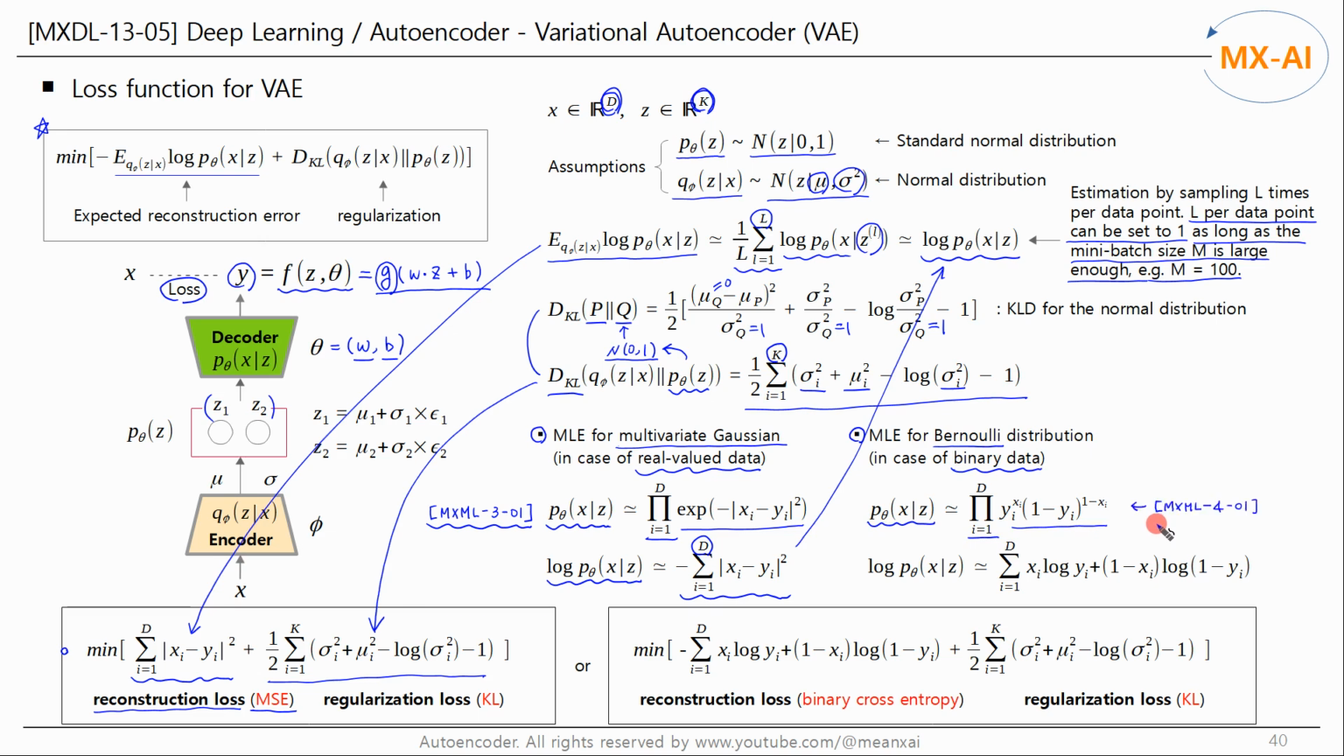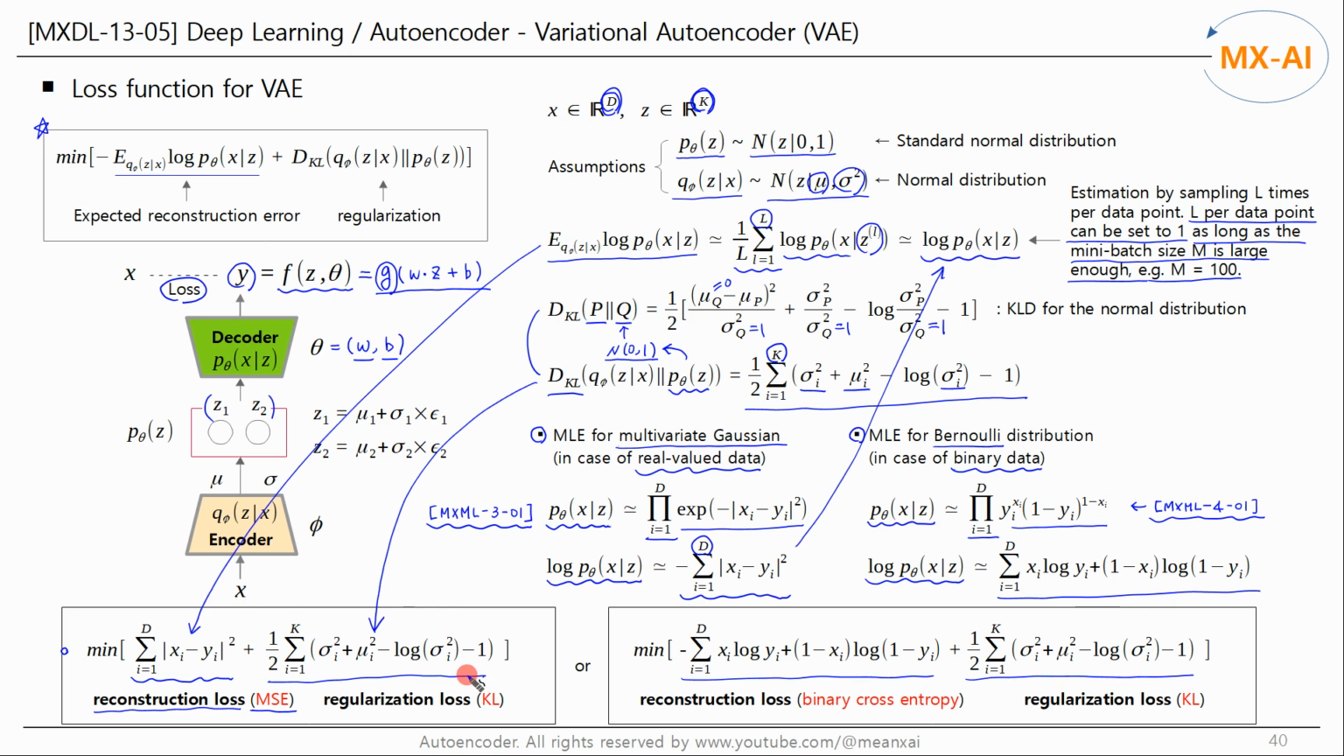We have already seen this expression in the logistic regression series of machine learning tutorials. Then the log p theta X given Z can be written as follows. This is binary cross-entropy. So the reconstruction loss can be written like this. And the regularization term, KL divergence, is identical to the expression on the left.